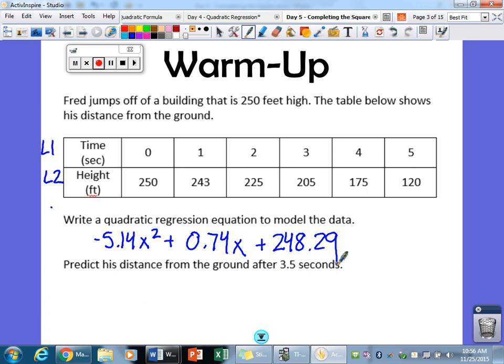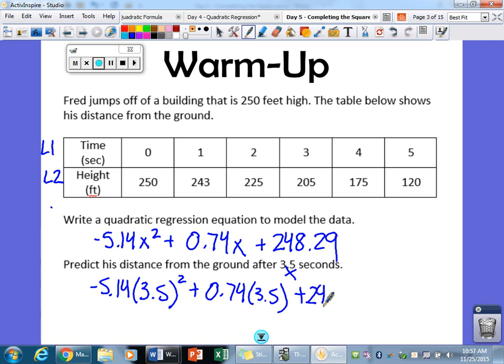Now it says predict his distance from the ground after 3.5 seconds. That's my x value. So negative 5.14 times 3.5 squared, plus 0.74 times 3.5, plus 248. Just type it all in to the calculator, get your answer, and you get 187.91 feet. So there you go, about 188 feet in the air.